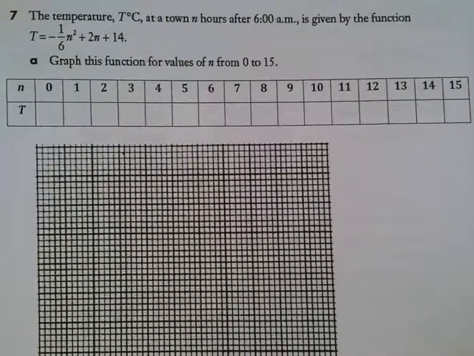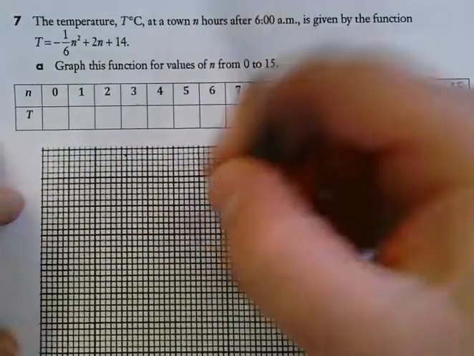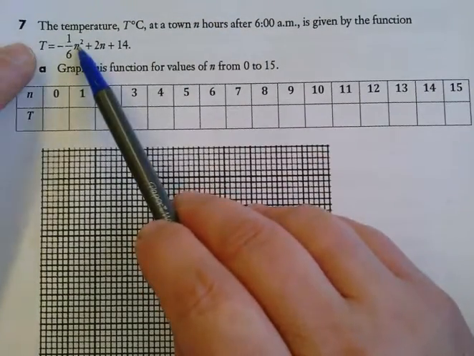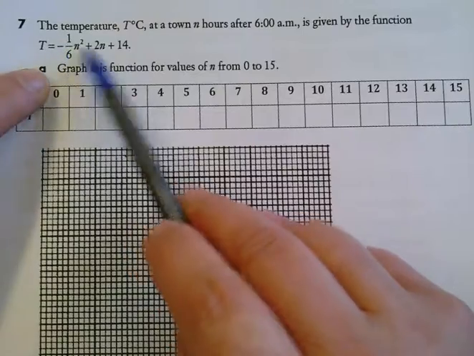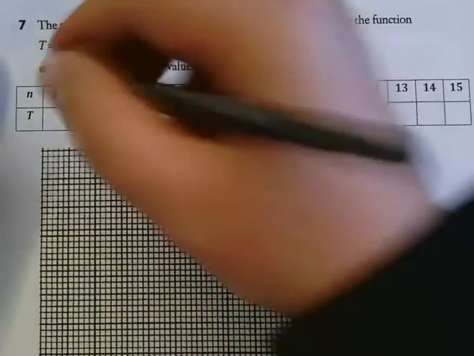The temperature at a town n hours after 6 a.m. is given by this function. Graph this function for values from 0 to 15. Look, we wouldn't need each value. I just threw that table in there myself. So when n is 0, you don't need to put this one in. What do you get? 14.